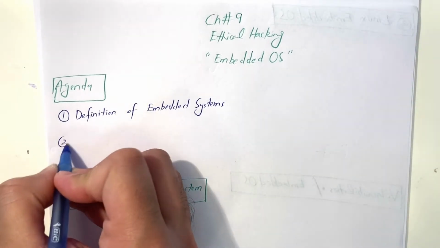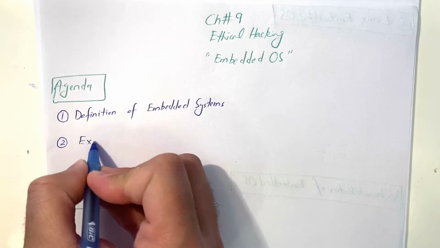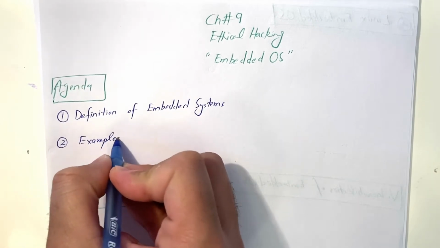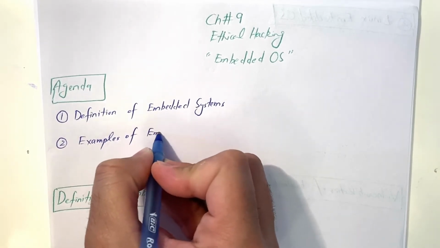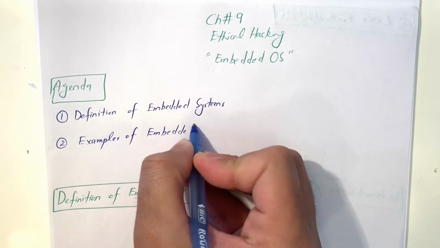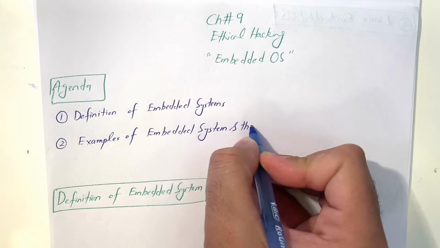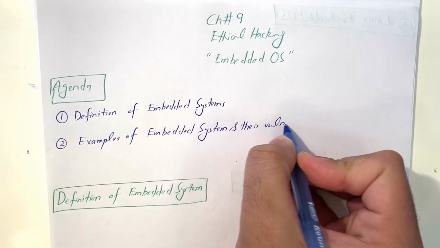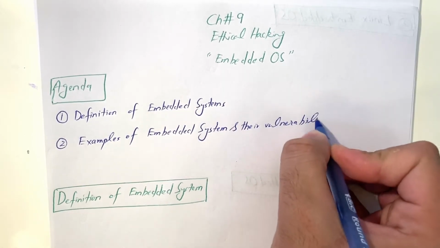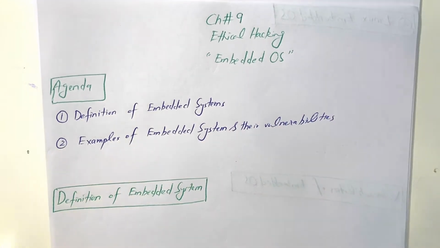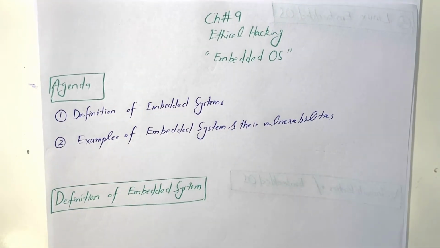Secondly, we will discuss the examples or types of embedded systems and their vulnerabilities. So these are the two things that we're going to talk about.